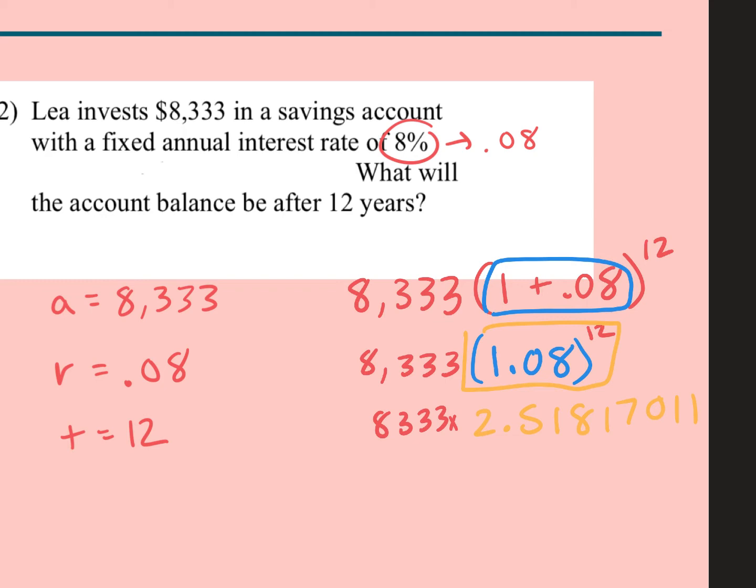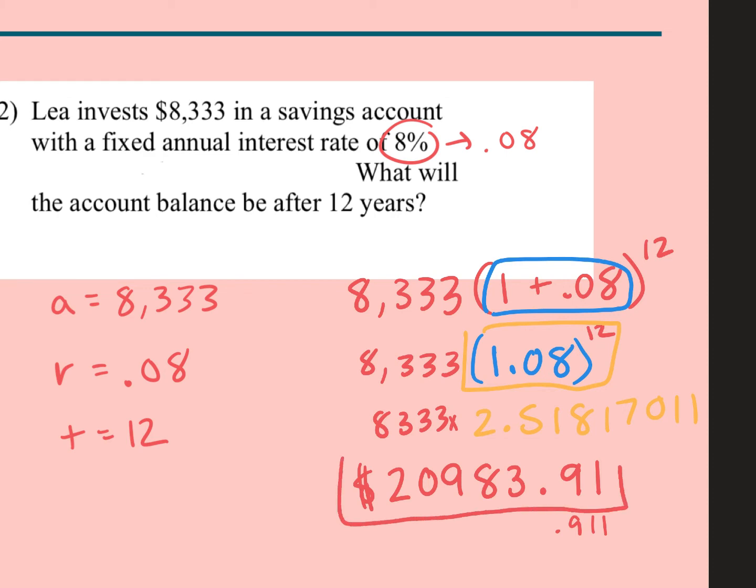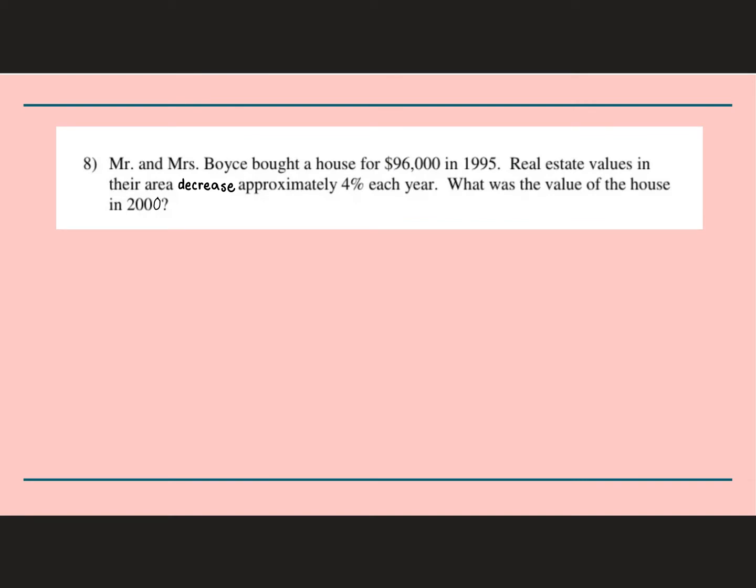So what do we get as our answer? And 91 cents. So it's 0.911. So it doesn't round up, it stays the same. So that's our answer. All right, the next one's a little bit different, but kind of the same.